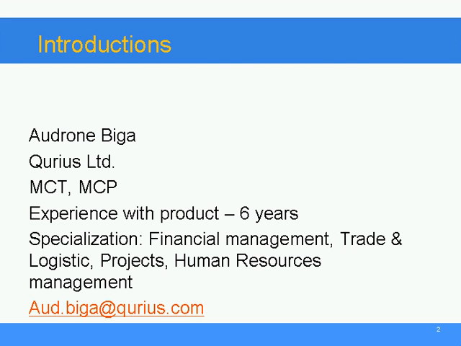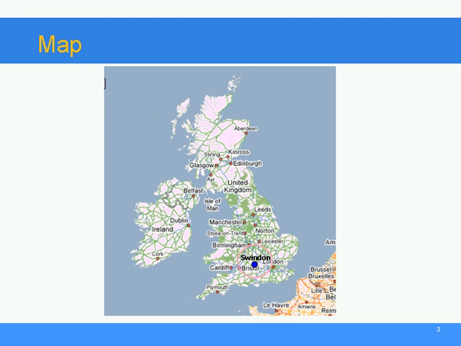Go next. I'm Ultrona Vida from Curious, from UK. My experience with the product is 6 years. Specialization of financial management, trade and logistics, project, human resource management, and you see my email. You see a circle, you see a town window, so I am now in this town, in UK.